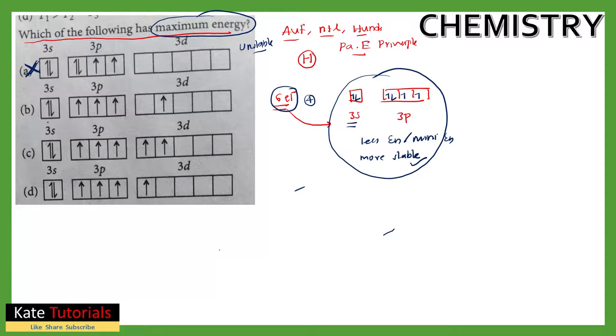So here how many electrons are there? 2, 3, 4, 5 and 6. This is an excited state. Excited state means more energy. So it has more energy. Let me write it here, more energy.